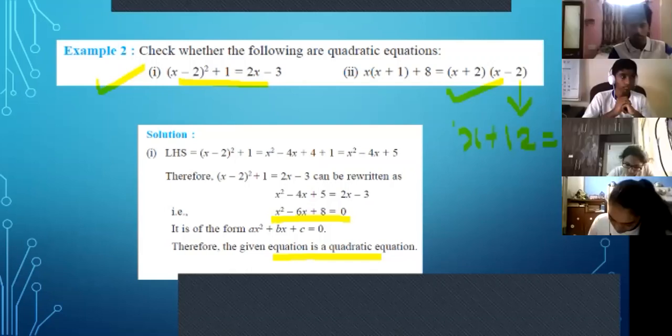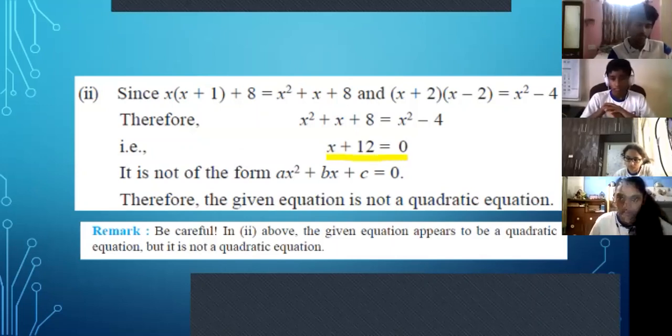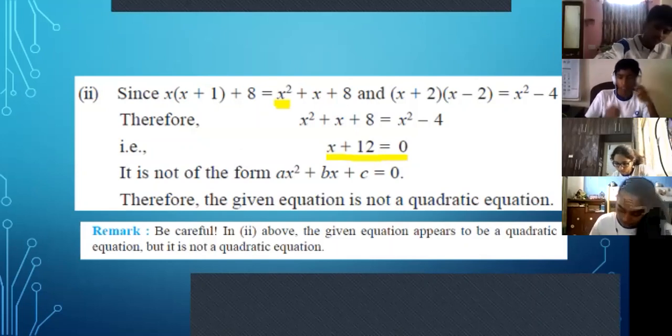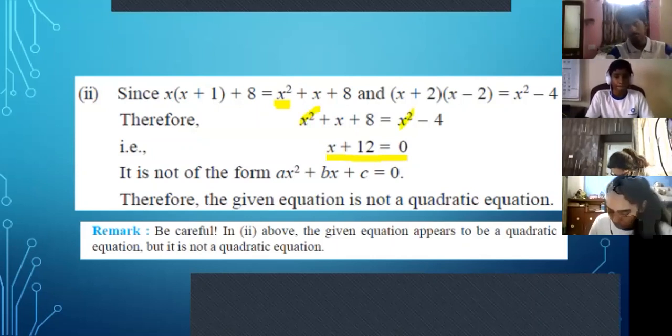Fine. Shall we move on? So this is what it is. You get x plus 12 is equal to 0 for the second part. So the remark is, be careful in the second one. The equation appears to be quadratic, you can see there's an x square term. As soon as you see an x square term, don't jump to the conclusion that yes, it is quadratic. Solve it further. You will see that the x squared terms from both sides cancel off. So be very careful.